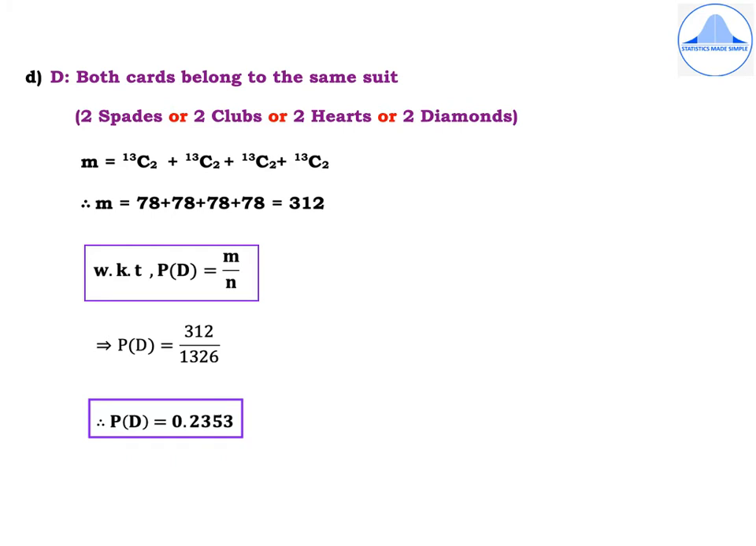We know that P of D is equal to M divided by N, which implies P of D is equal to 312 divided by 1326. Therefore, P of D is equal to 0.2353.